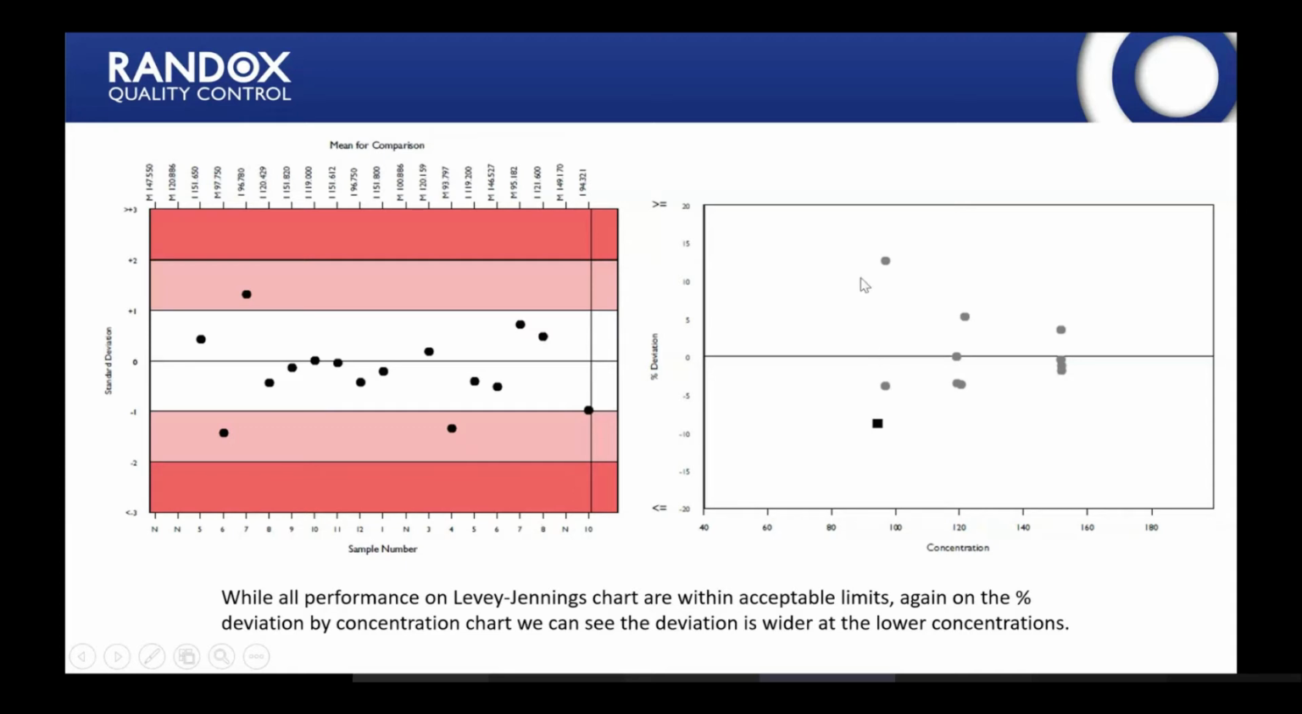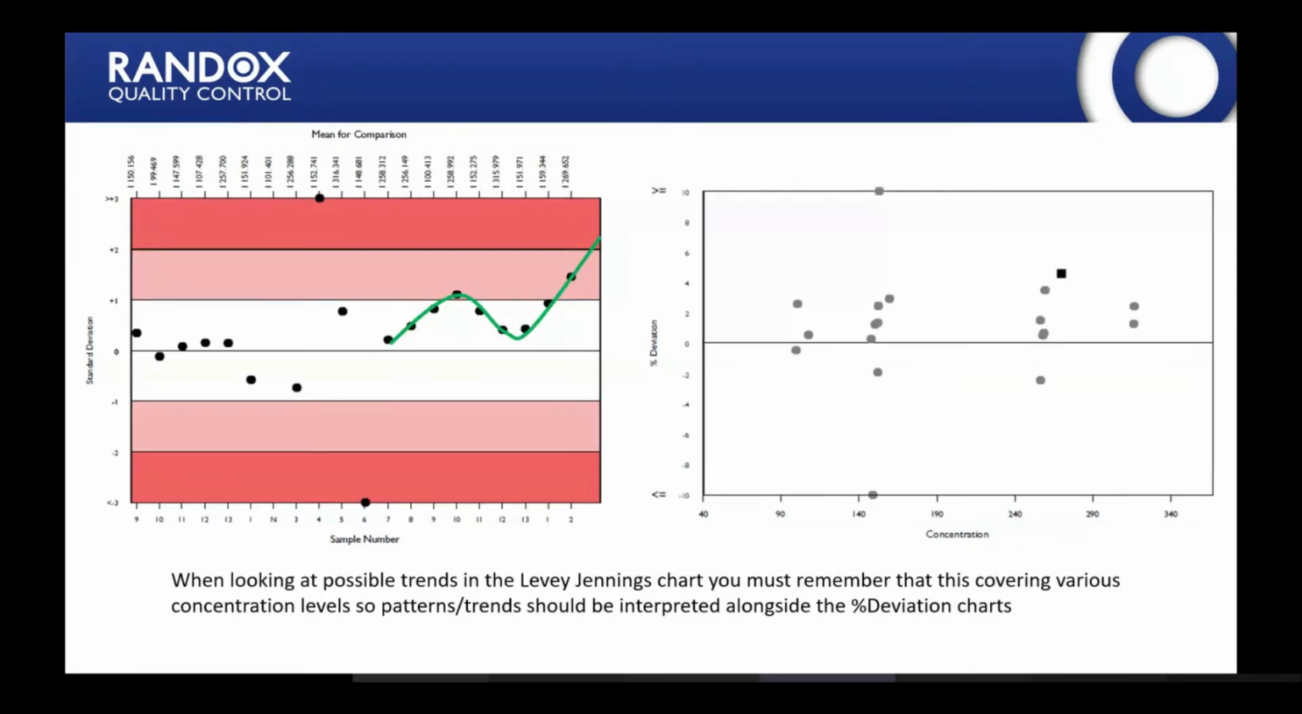But here in this instance again, you can see at the lower concentrations, when we're looking at the instrument comparison, that the lab again has a slightly wider spread at the lower concentrations than they do at the higher concentrations. So you can get a lot of information off the reports, but you need to, again, be using the charts in conjunction with each other and not alone.